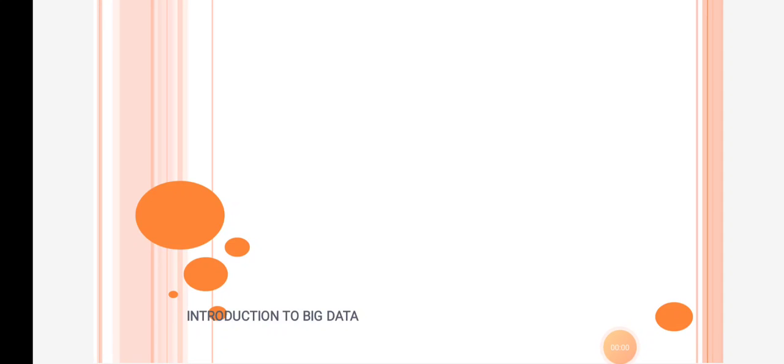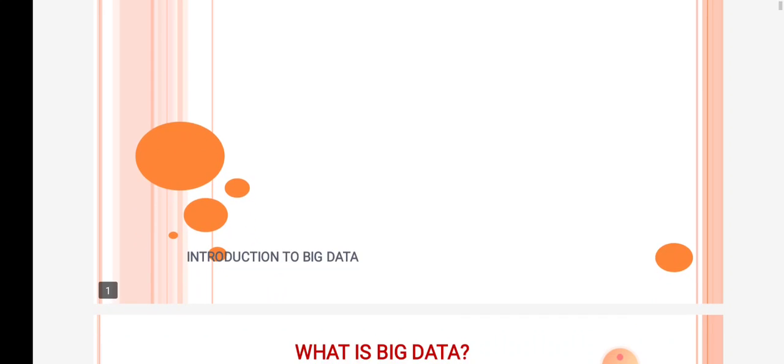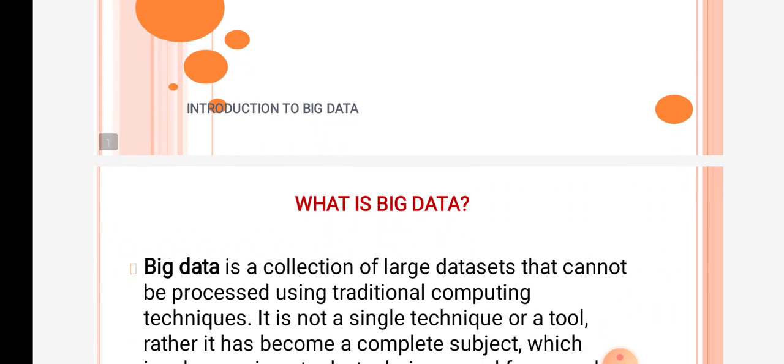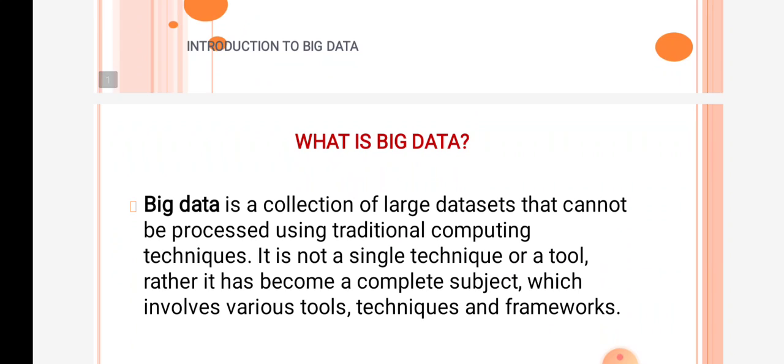Good morning, class. So today we'll start our next unit, that is unit 5. In that we have to first discuss what big data is. Talking about big data, as the name suggests, it means a large amount of data. What is a large amount of data?